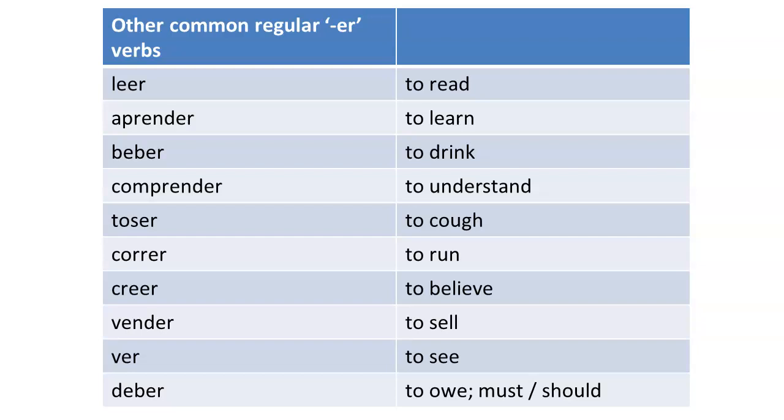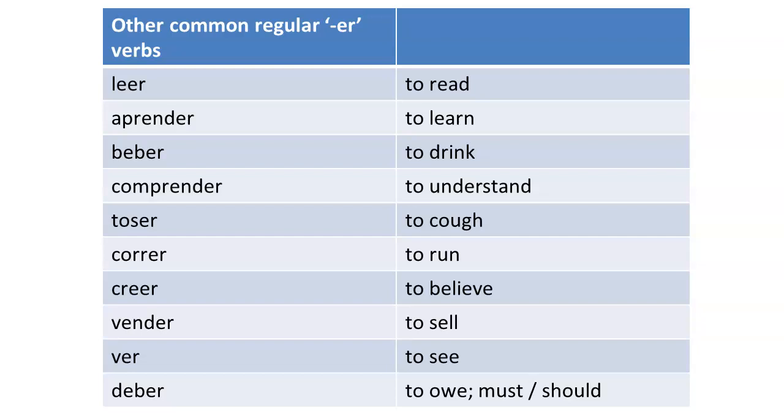So, for example, if I conjugate the verb leer, if I say yo leo, well, that means I read, I do read, I am reading. Tú lees, you read, you do read, you are reading. Ella lee, she reads, she does read, she is reading. Aprender, to learn. Yo aprendo, I learn, I do learn, I am learning. Beber, bebemos. We drink, we do drink, we are drinking. Comprender, yo comprendo. I understand, I do understand, I am understanding. Ellos comprenden. They understand, they do understand, they are understanding.